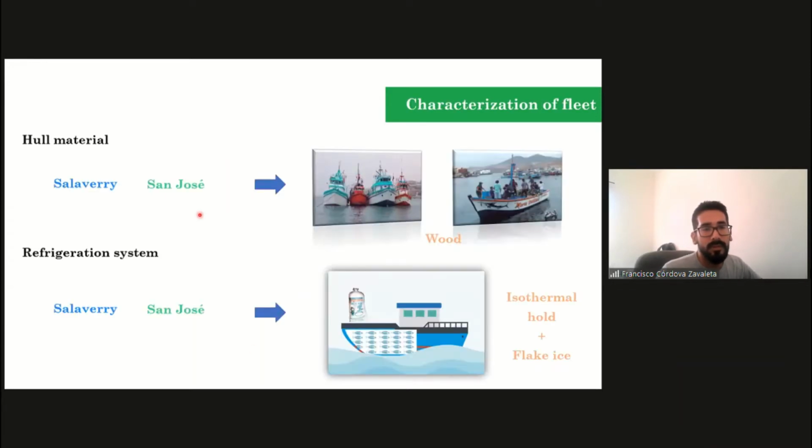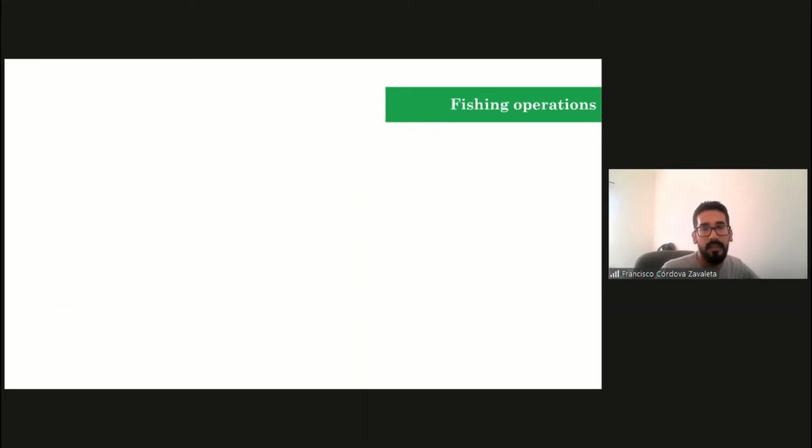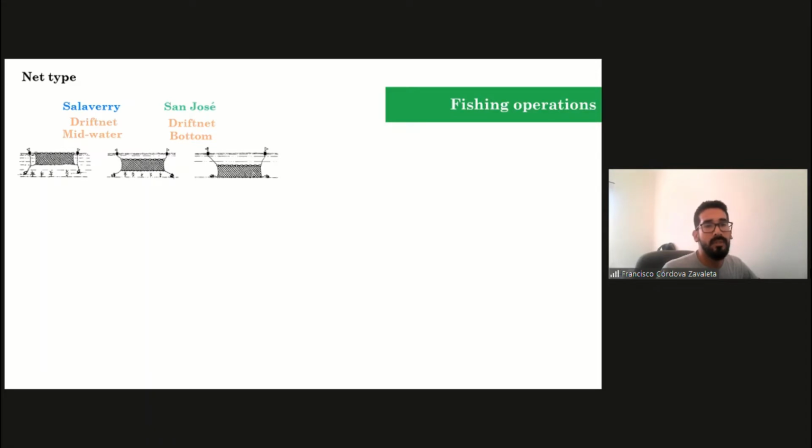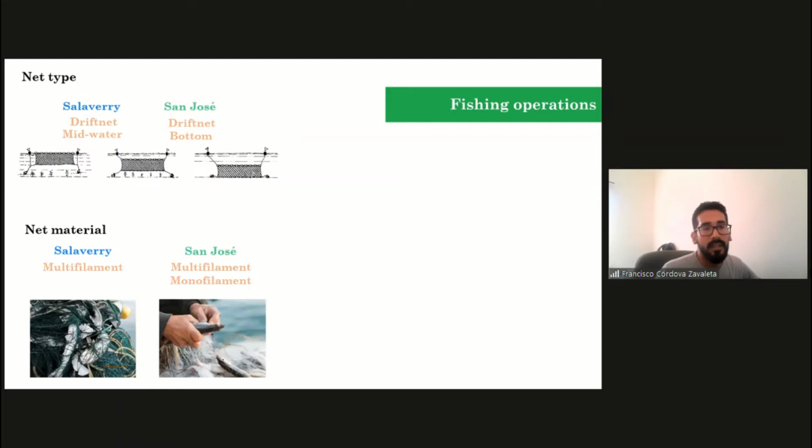Then about the hull material, all of the vessels were made of wood, and the refrigeration system in most of the cases was an isothermal hull plus flake ice. Regarding fishing operations, we saw that Salaberry and San Jose share drift nets as main net types, but Salaberry also used mid-water nets to capture some kind of eagle rays, while San Jose used bottom nets to capture the Mustelus sharks. In the case of the material, Salaberry and San Jose use multifilament nets, while San Jose also uses monofilaments.